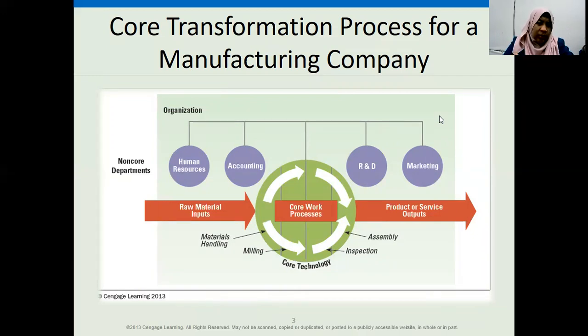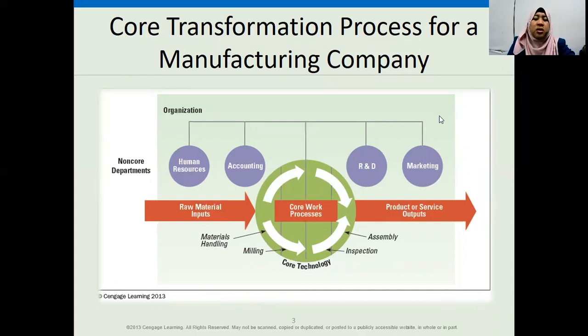Accounting, maybe they calculate the budget for that operation. R&D keep doing their research and development, doing some innovation, and then marketing is in order to sell the product and services that we provide. So I believe that this is a non-core technology because it does not involve the technology directly, compared with the core work technology. They do have raw materials input, and then they also have core work processes.